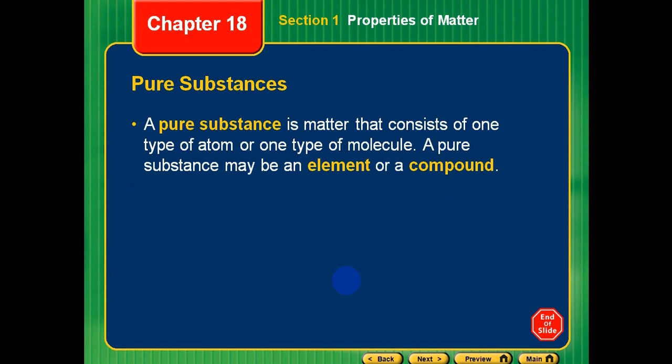A pure substance is matter that consists of one type of atom or one type of molecules. We call it pure because it has only one kind of thing inside it. It doesn't have a mixture or many things together. We have two types of pure substance, elements and compounds. These two types of matter are pure substances.